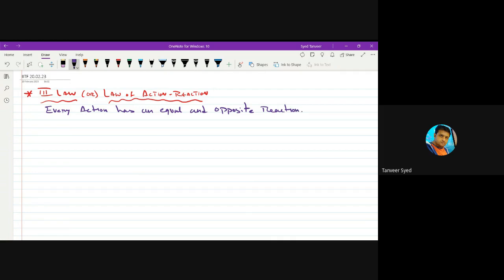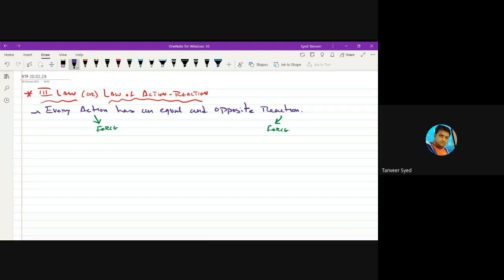Okay. To understand this in detail, first of all, what do you mean by action and what do you mean by reaction? Reaction is not the reaction of chemistry, and action is not the action of your movies, lights, camera, action. It's not that action. Here, action and reaction both mean forces. Action is a force and reaction is also a force. Or in other words, for every force, there will be an equal and opposite force existing in nature.